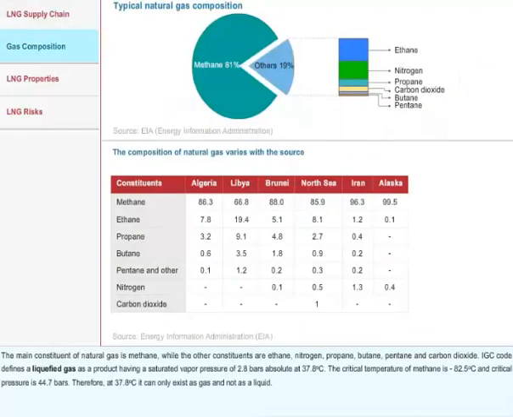The main constituent of natural gas is methane, while the other constituents are ethane, nitrogen, propane, butane, pentane, and carbon dioxide. The IGC code defines a liquefied gas as a product having a saturated vapor pressure of 2.8 bars absolute at 37.8 degrees centigrade. The critical temperature of methane is minus 82.5 degrees centigrade and critical pressure is 44.7 bars. Therefore, at 37.8 degrees centigrade, it can only exist as gas and not as a liquid.